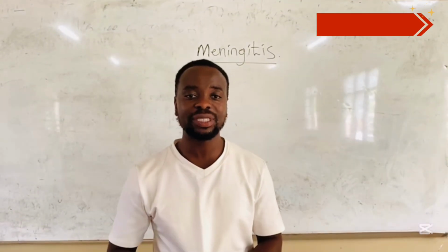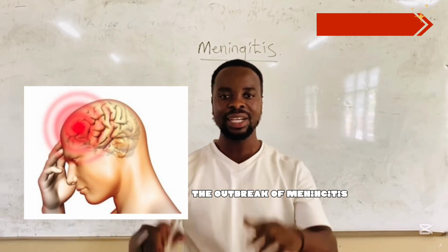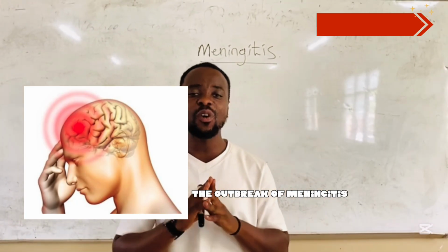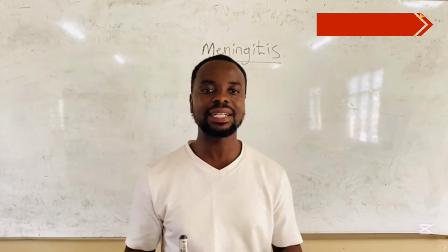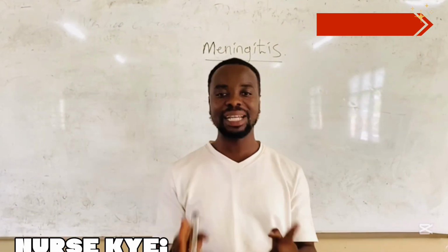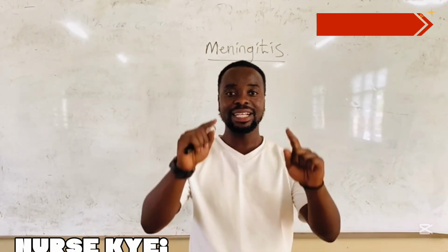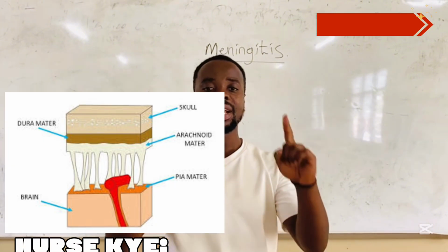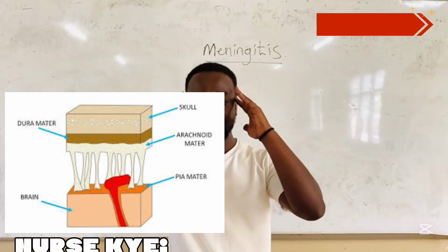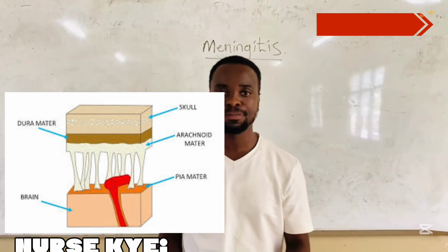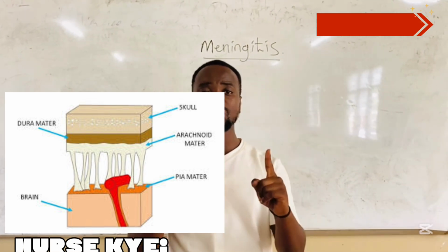A very important, potentially life-threatening condition called meningitis. Before diving into meningitis, let's first understand the anatomy of the meninges. It consists of 3 layers which protect and support the brain and then the spinal cord. These layers or membranes include the following.